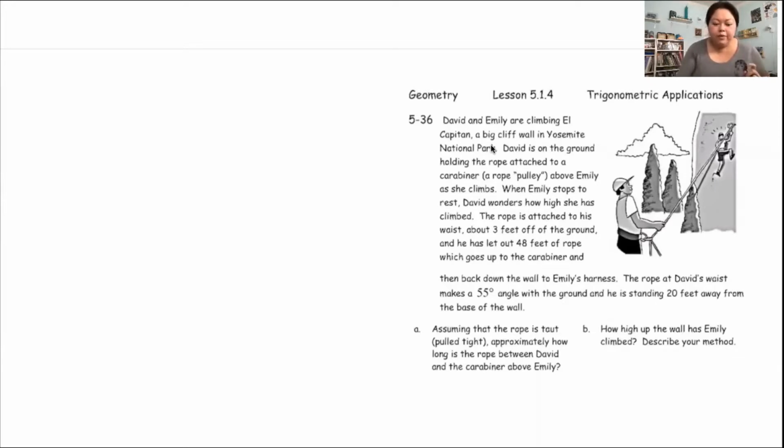We're on lesson 5.1.4, and this is on trigonometric applications. So now keep in mind, you already have the tools of SOHCAHTOA. We're going to read through all these different realistic situations, word problems, and then figure out which one of the trig ratios we're going to use so that we can figure out what the missing information is.